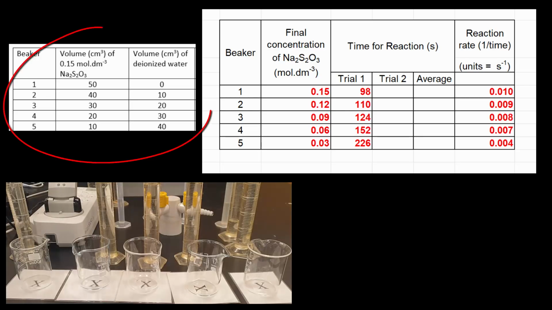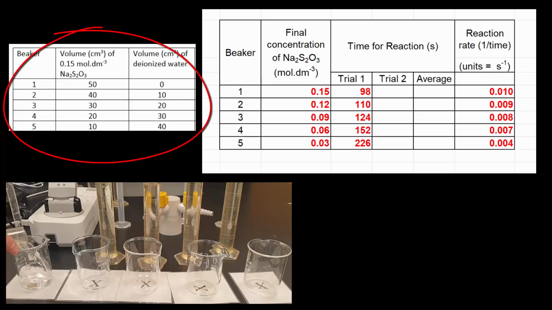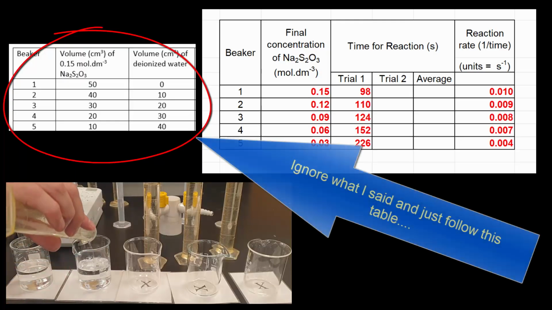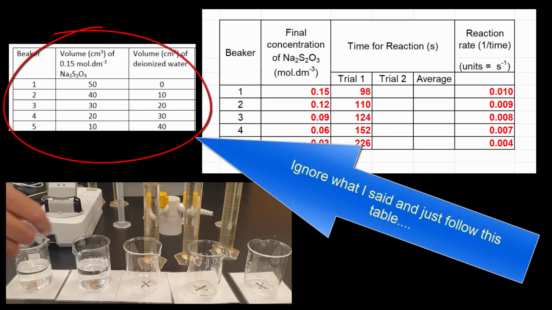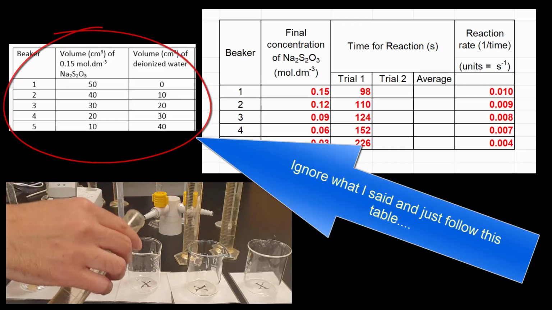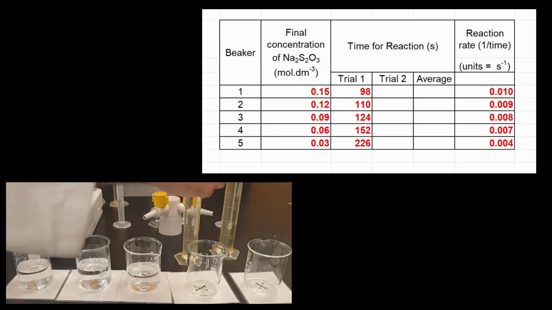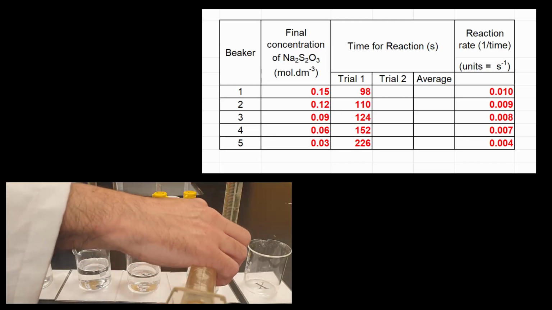So that it all adds up to 50 mils, we're just doing 50 mils: 10 mils of water, 40 mils of sodium thiosulfate, then 10 and 20, 30 and 30, 20, and then 40, 10. All right, so they're all mixed together, and those concentrations are here: 0.15, 0.12, 0.09, 0.06, 0.03.